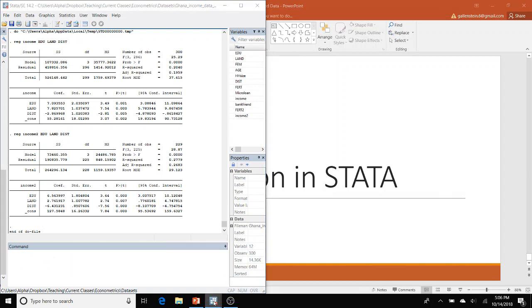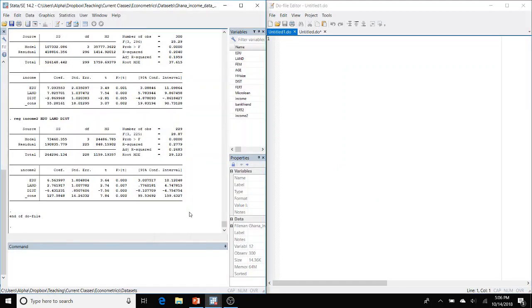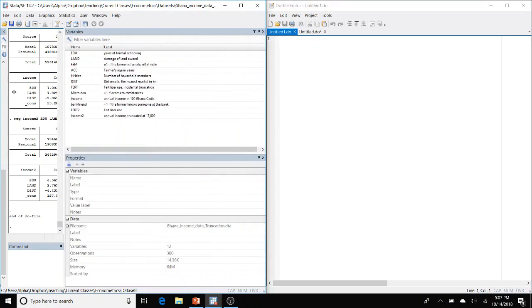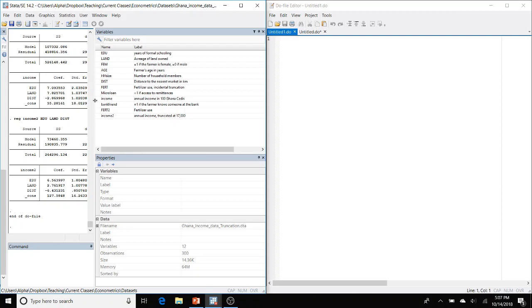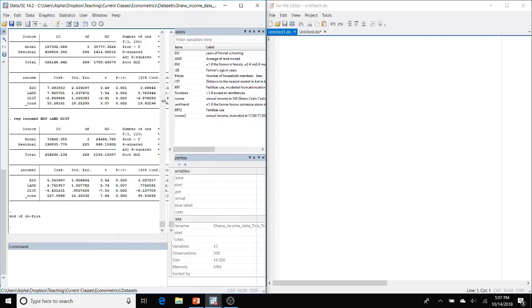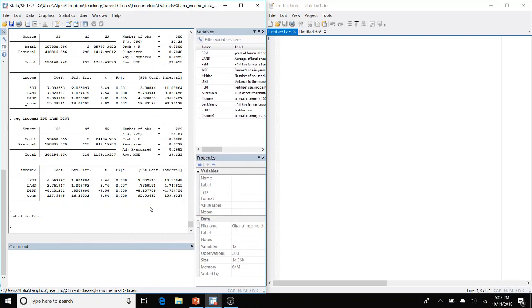All right, and so here I've got Stata. I even have results already up, but let's not worry about that yet. Here I have a data set called Ghana Income Data Truncated, so you'll be able to find that online, and you can use this to follow along with the demo. I've got two variables in this data set that have truncation, and so we're going to go through both kinds in this demo.